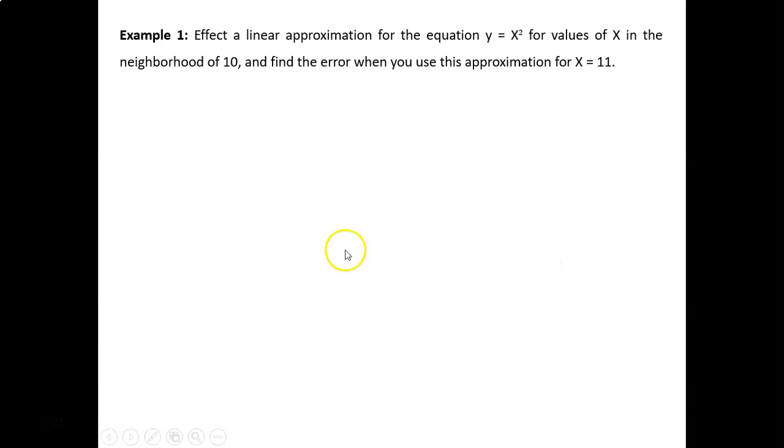Now we will see problems based on this. Therefore, first problem: effect a linear approximation for the equation y is equal to x square for the values of x in the neighborhood of 10 and find the error when you use this approximation for x is equal to 11. Therefore, what is the solution? At xi is equal to 10, what is yi? Yi is equal to xi square. Therefore, yi is equal to 10 square. Therefore, yi is equal to 100.